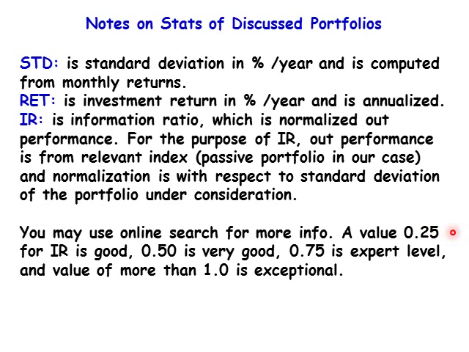A value of 0.25 for IR is good, 0.50 is very good, 0.75 is expert level, and a value of more than 1.0 is exceptional. For 3 years we have 0.58, which is more than very good, and for the rest of them we have more than 0.25, which is between good and very good. Let's continue.